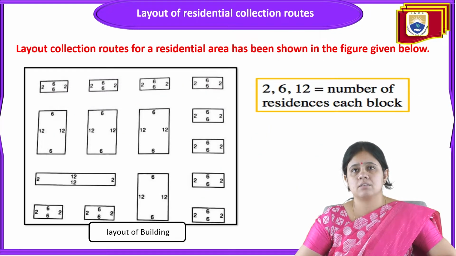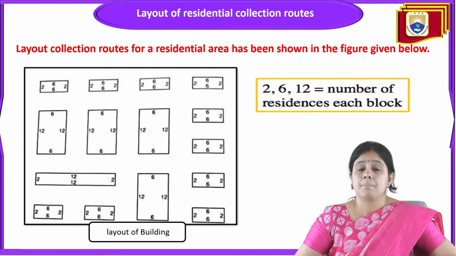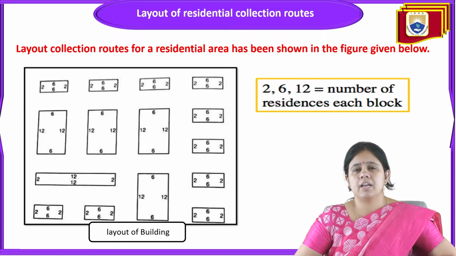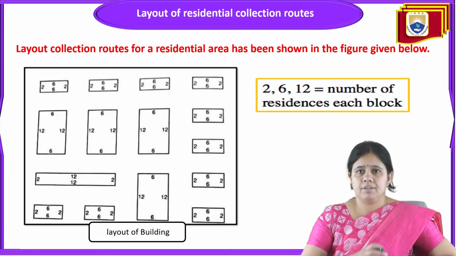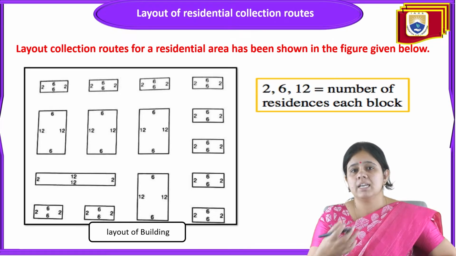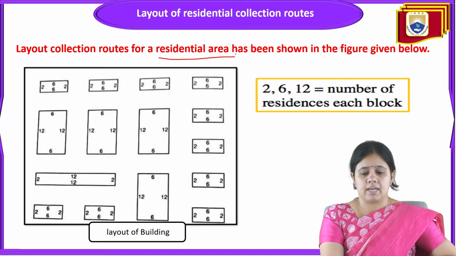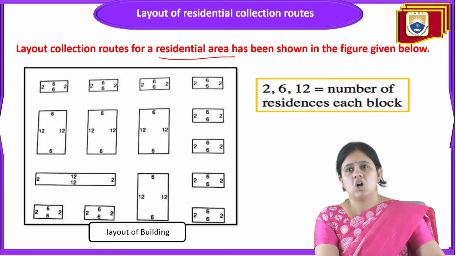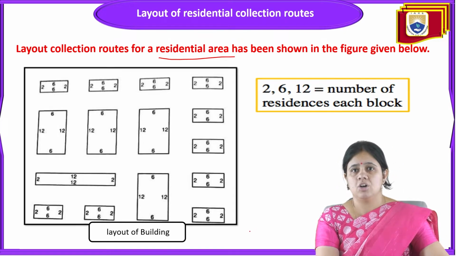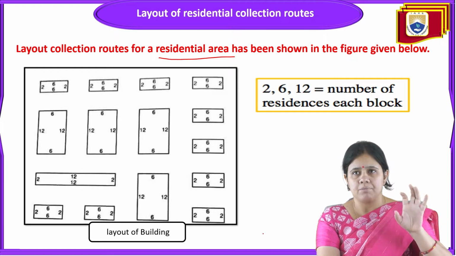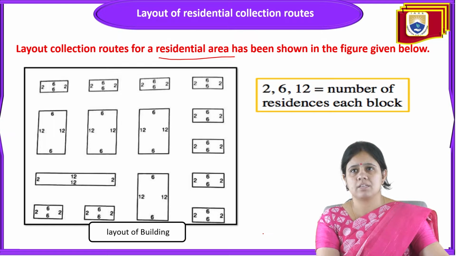Now comes the next problem statement, which is related to the layout of the collection route for a residential area. If we are designing a collection route for a residential area, you can see this picture of a layout of a residential area, where some houses have blocks of 2, 6 and 12 types.